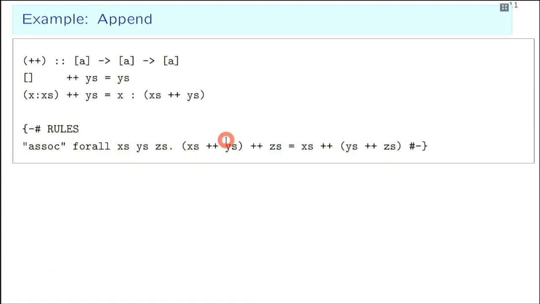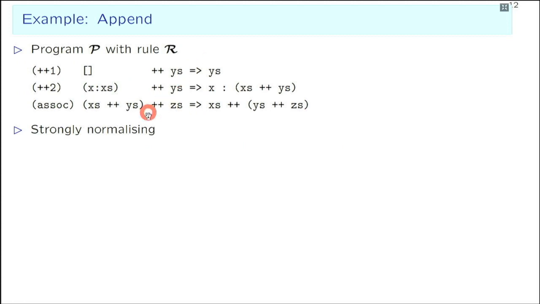So next I'll show you how to apply this rule to check the correctness property of associativity of append. In this case, first we regard this program as a rewrite system, and the rule to be checked is, again, just a rewrite rule. And then it's not difficult to show this rewrite system is strongly normalizing, because this is basically just structural recursion, and this just moves the parentheses from left to right.